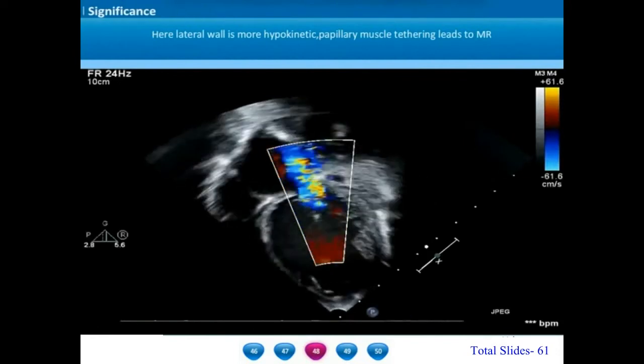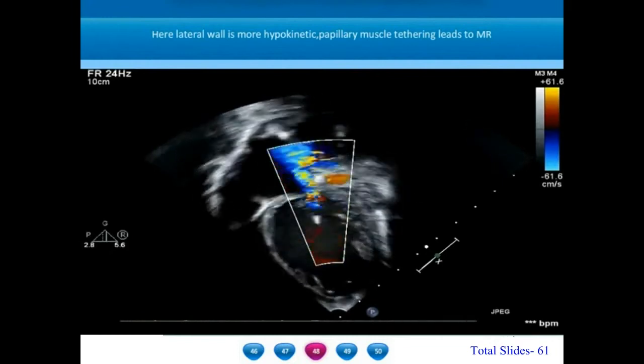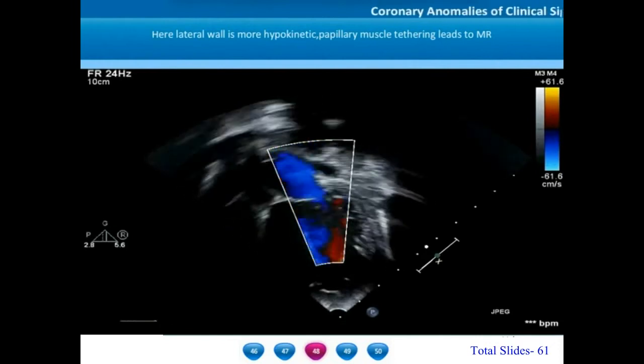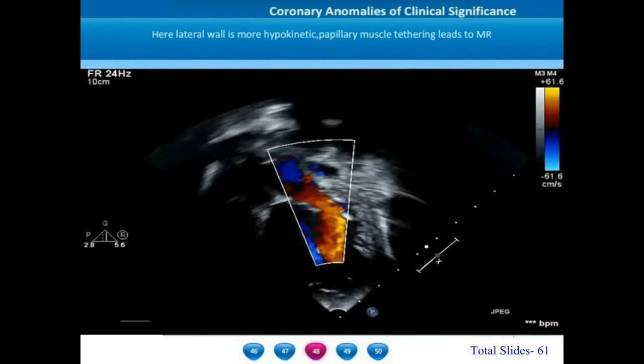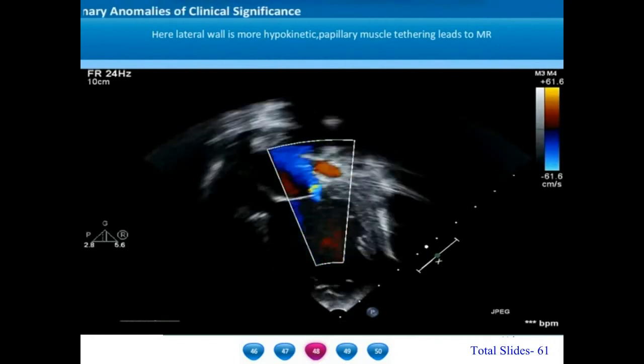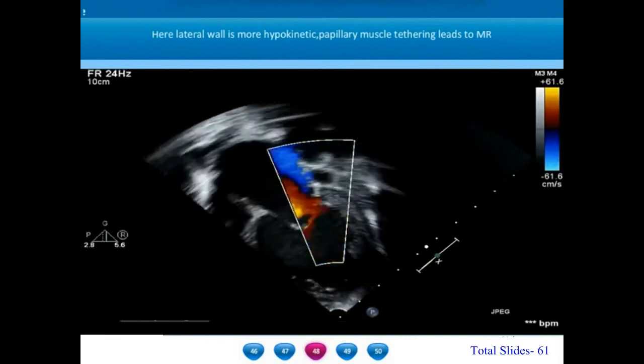When we talk about the various mechanisms of mitral regurgitation, it may be due to mitral annular dilatation, it may be due to tethering of the papillary muscles and the valve leaflets, it may be due to scarring and fibrosis of the papillary muscles, it may be due to marked left ventricular dilatation.